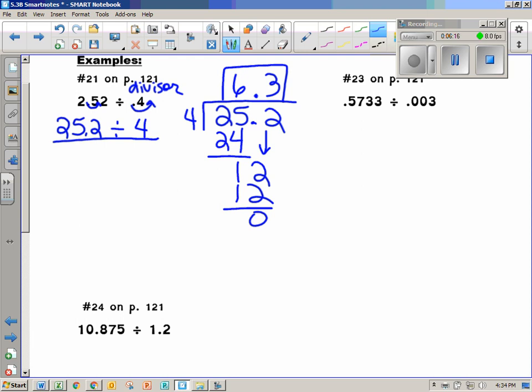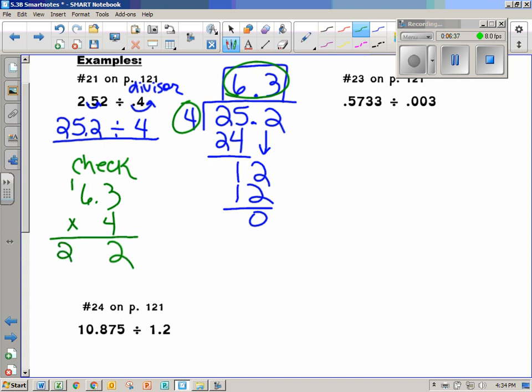Let's try another one. Actually, let's check our answer. I've been talking about checking. To check, we need to show that 4 times 6.3 should come out to be 25.2. So you get 12, 24, 25. You have to move the decimal one place over, so it checks.